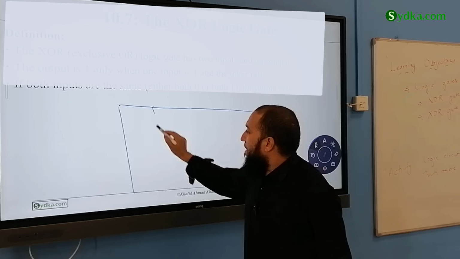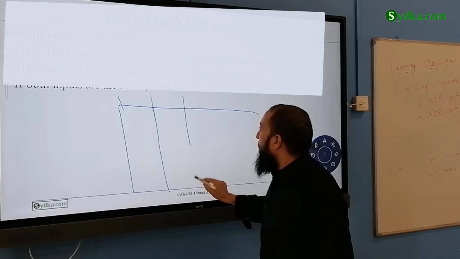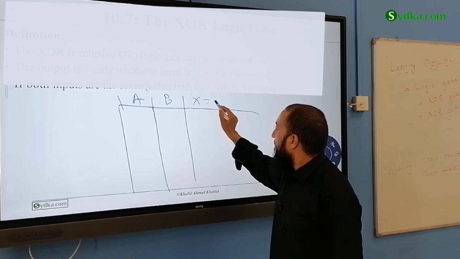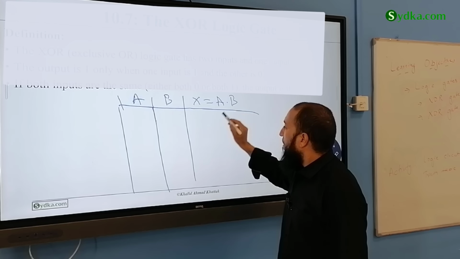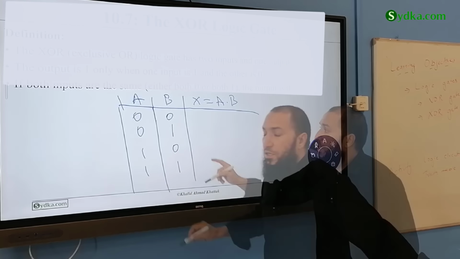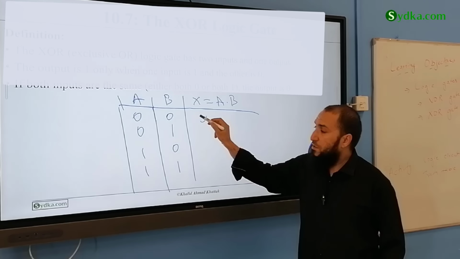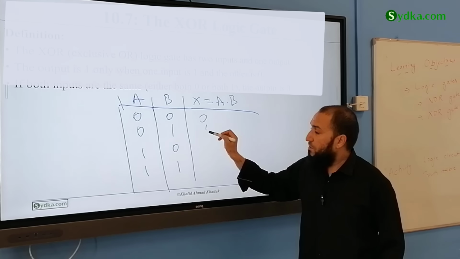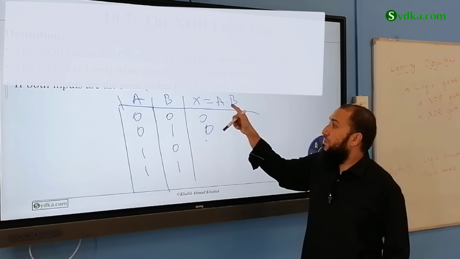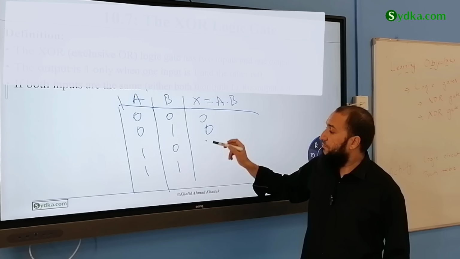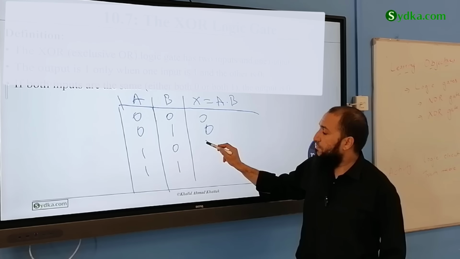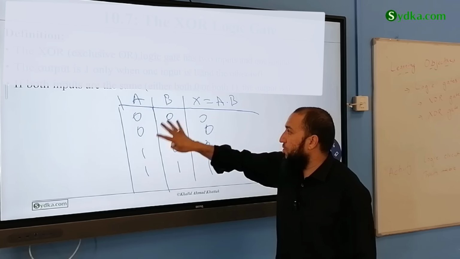Ali, what is the truth table for an AND gate? One minute. So 0, 0 gives us 0, 0, 1 gives us 0. This is separate. Yes. Good. So this is the AND gate.